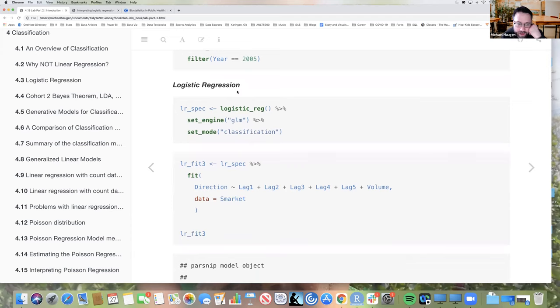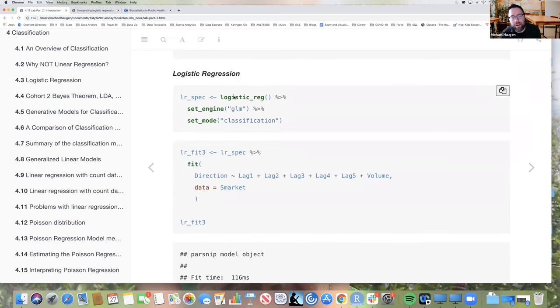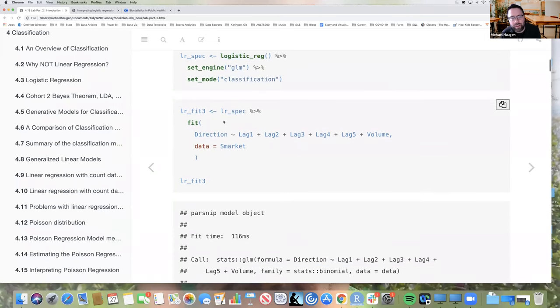Logistic regression. I redid the logistic regression because I needed it for the evaluation later, where we compare all the models. So we have the logistic regression specification here, with the engine and mode, but this is the main part we're going to look at. This is just defining the object; we could name it whatever we want, but here we have LR_spec. Then we've got the fit, where we start with the spec and then put in this fit. The direction, stock market up or down, is the response. After the tilde, we go to our independent variables, which is the stock market information and volume, and the data is the stock market data from the ISLR data set. And so we've got the fit.